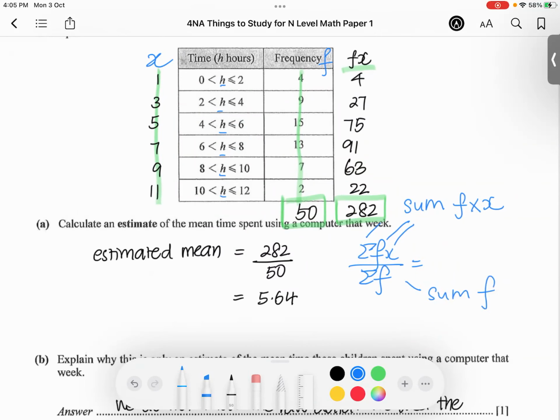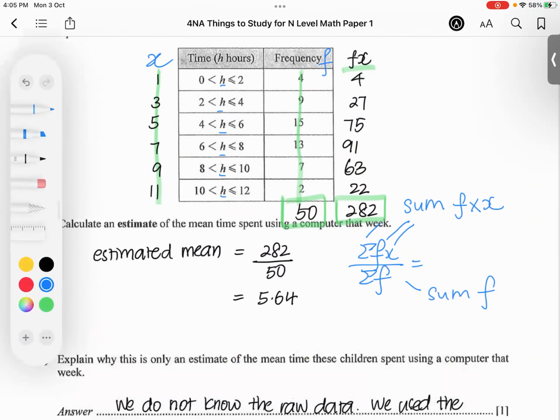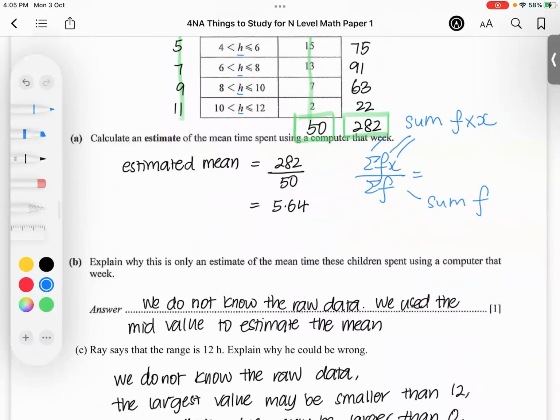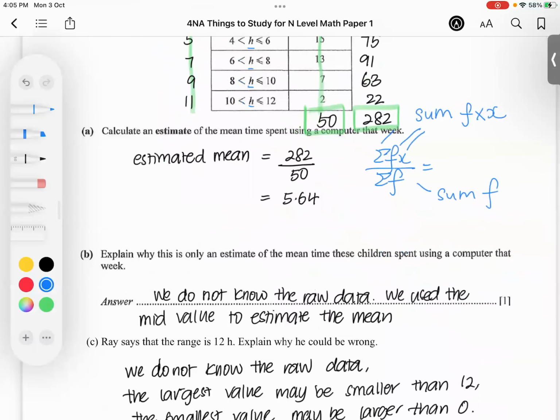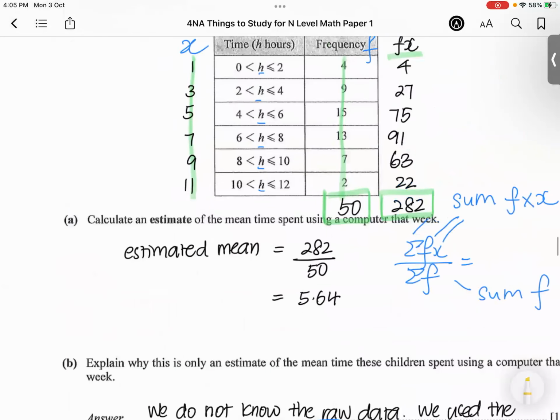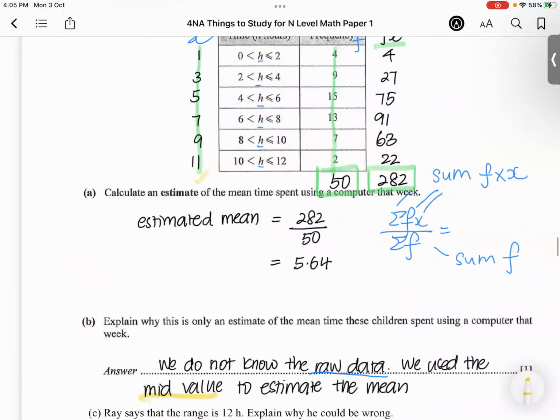Then there are similar questions that spin off. Why is this only an estimated mean? I went through it many times in class with you. We do not know the raw data. That's number one. But that is not sufficient. Why is it called estimated? Estimated because we use the mid value. These are all the mid values we find to estimate the mean.